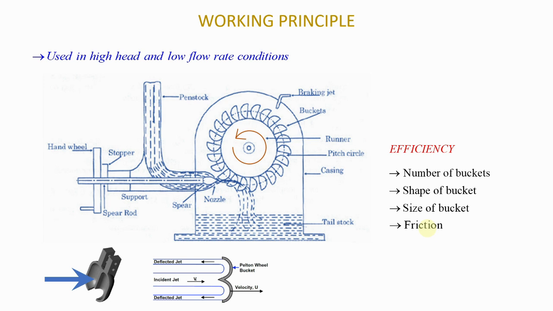But the second type of friction that you will have in a Pelton wheel is that between the water and the surface of the bucket. Okay, and that will also affect the power that you will be able to produce with that Pelton wheel.